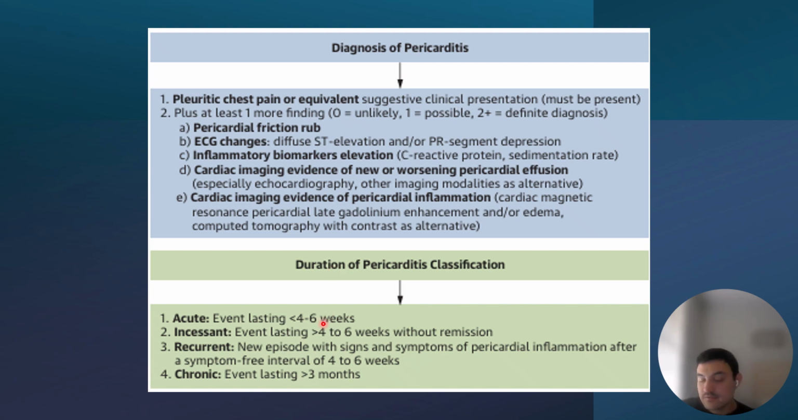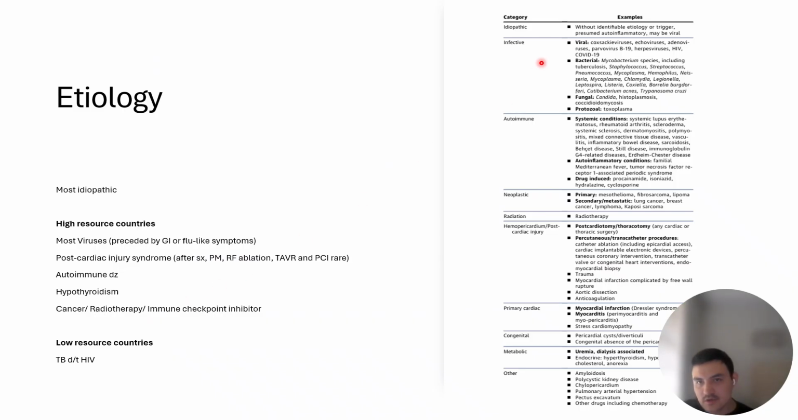Acute is 4 to 6 weeks. Incessant is lasting more than 4 to 6 weeks. Chronic is lasting more than 3 months. And recurrent is when the episode subsides, meaning it resolves, and then after 4 to 6 weeks you have another new episode. What is the etiology?